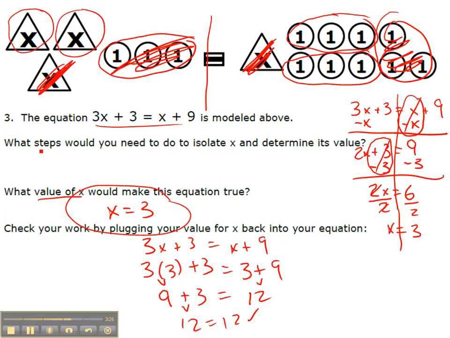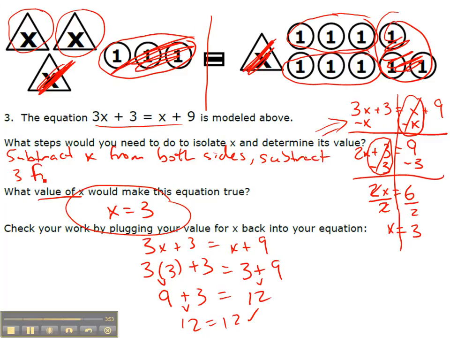And this first question asked us what steps we would need to do to isolate x and determine its value. Well, the steps we did, we can just see on the right here what steps we did. First, we subtracted x from both sides. Subtract x from both sides. Then we subtracted 3. Then we divided by 2.